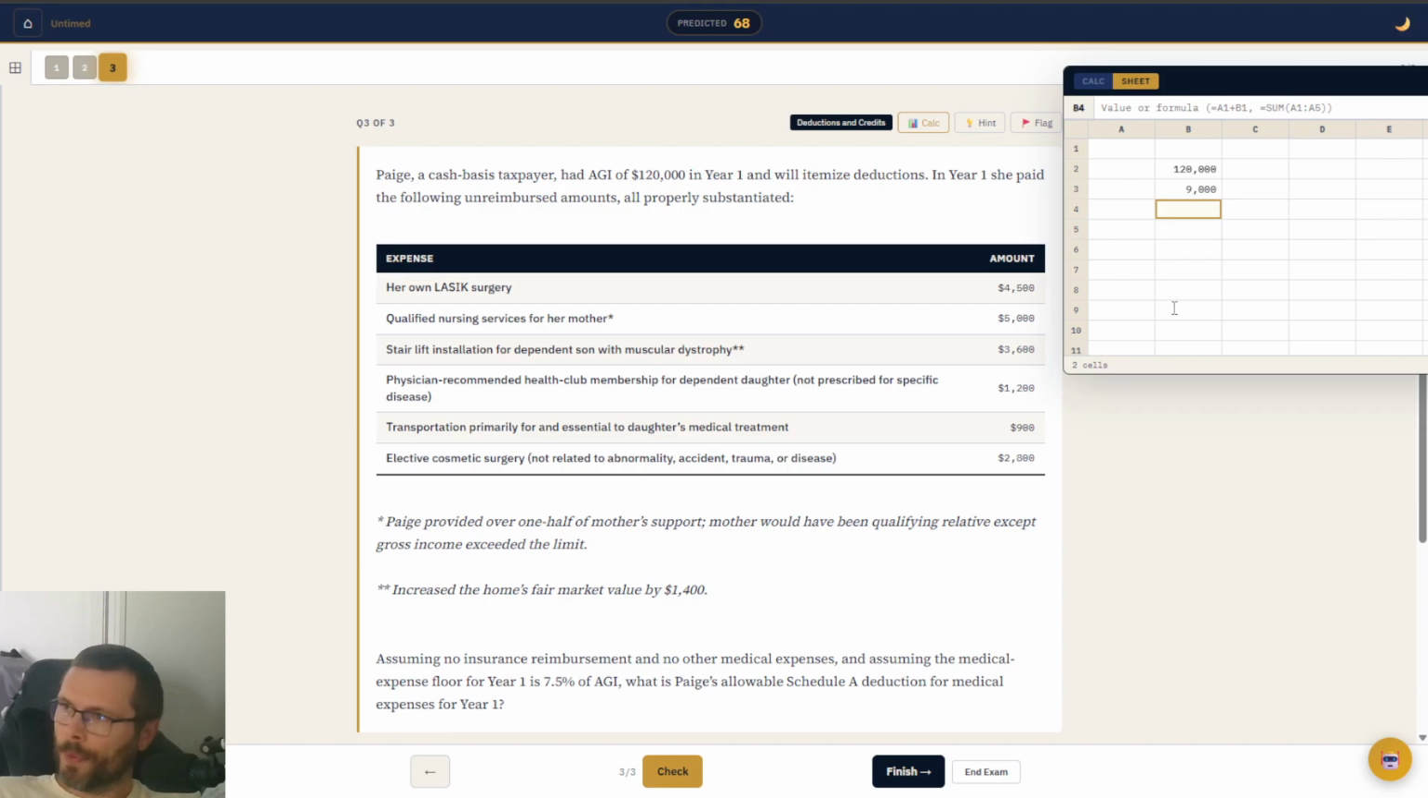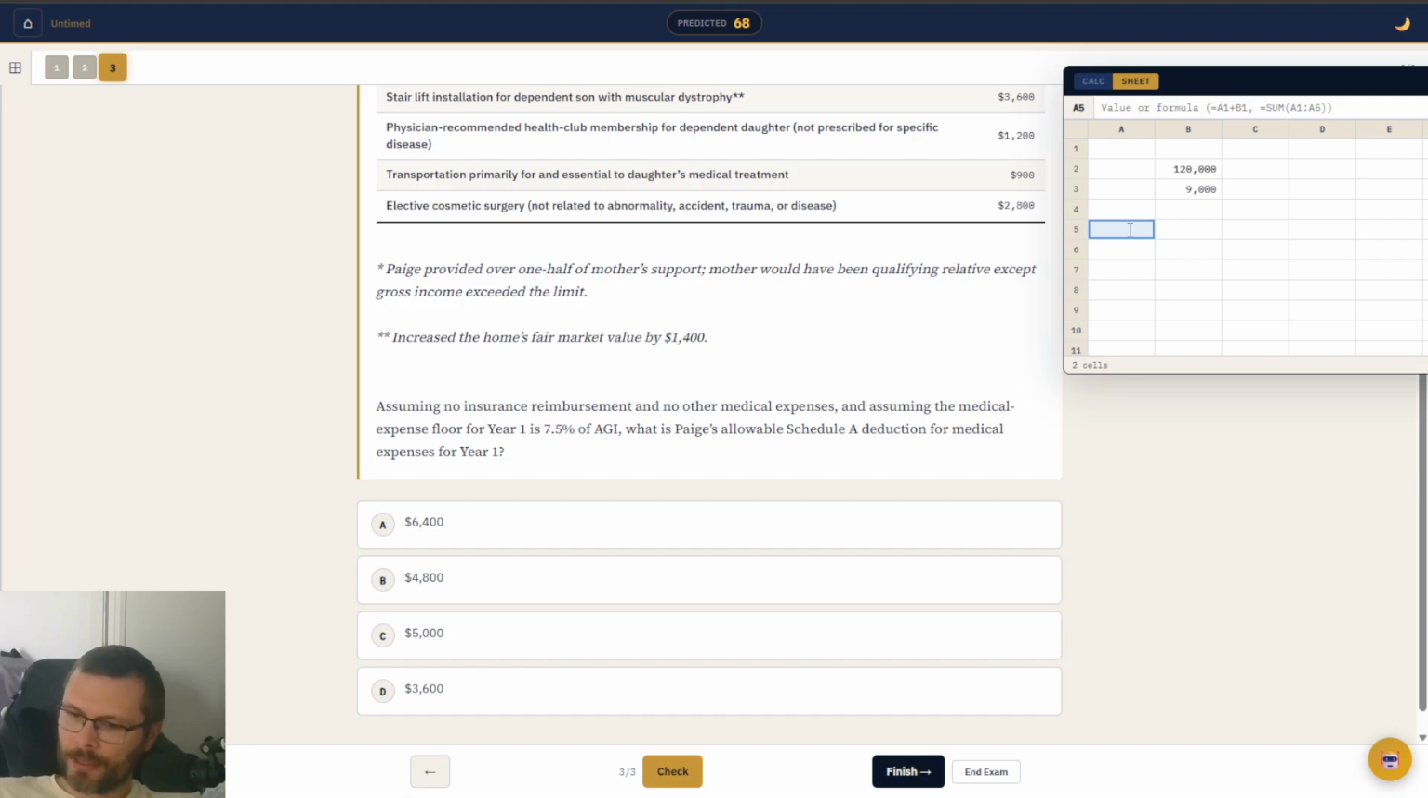That's our floor. Okay, so a little trick here is go to the answer options, write each of them down, and add the floor to it. That's going to save you some time.